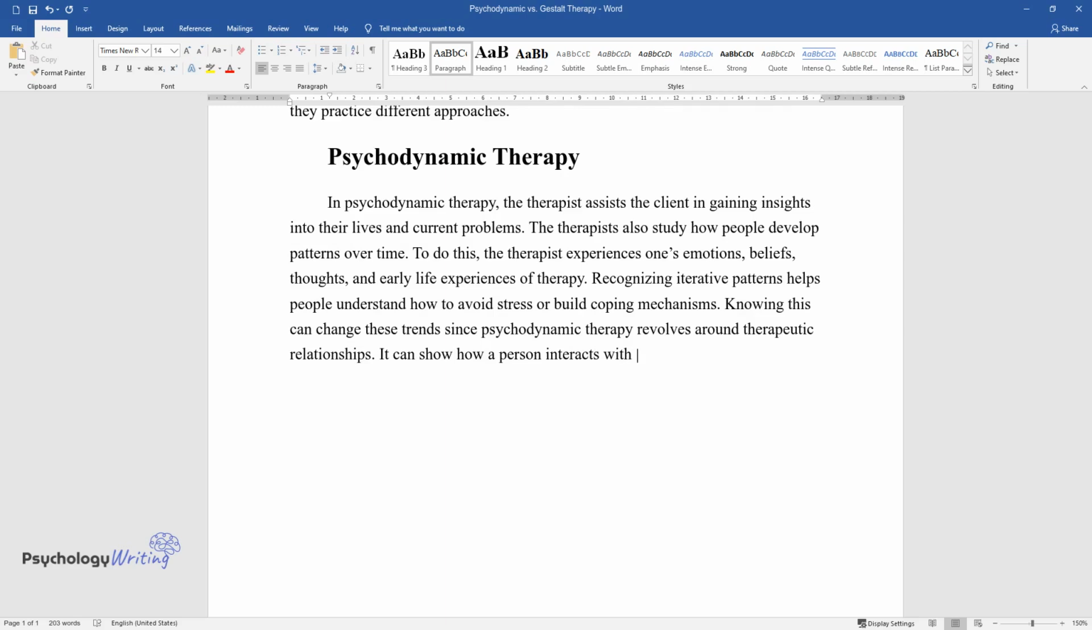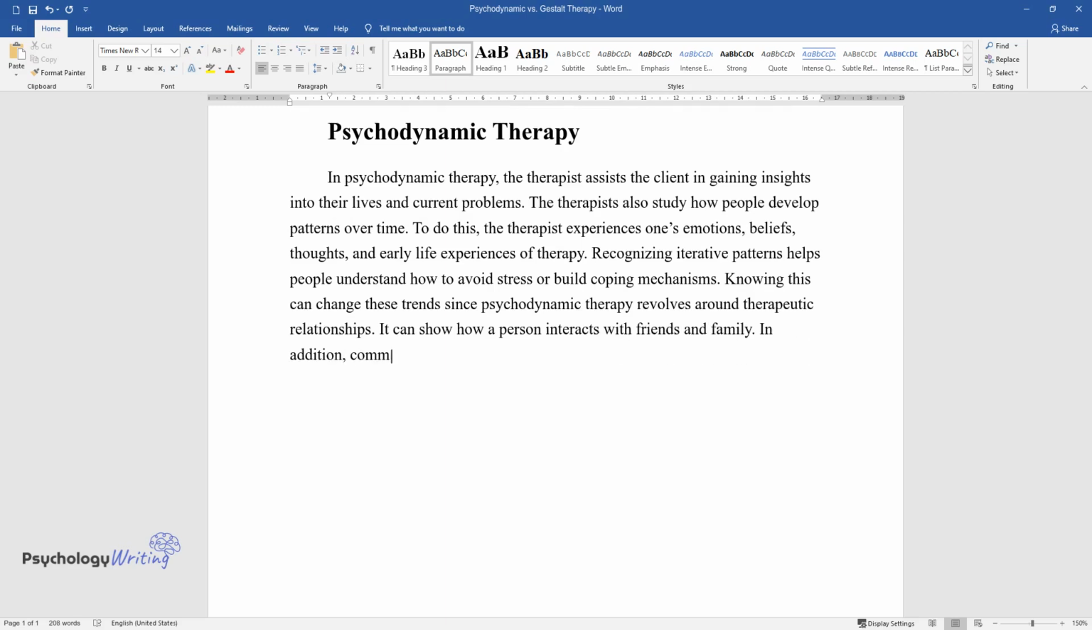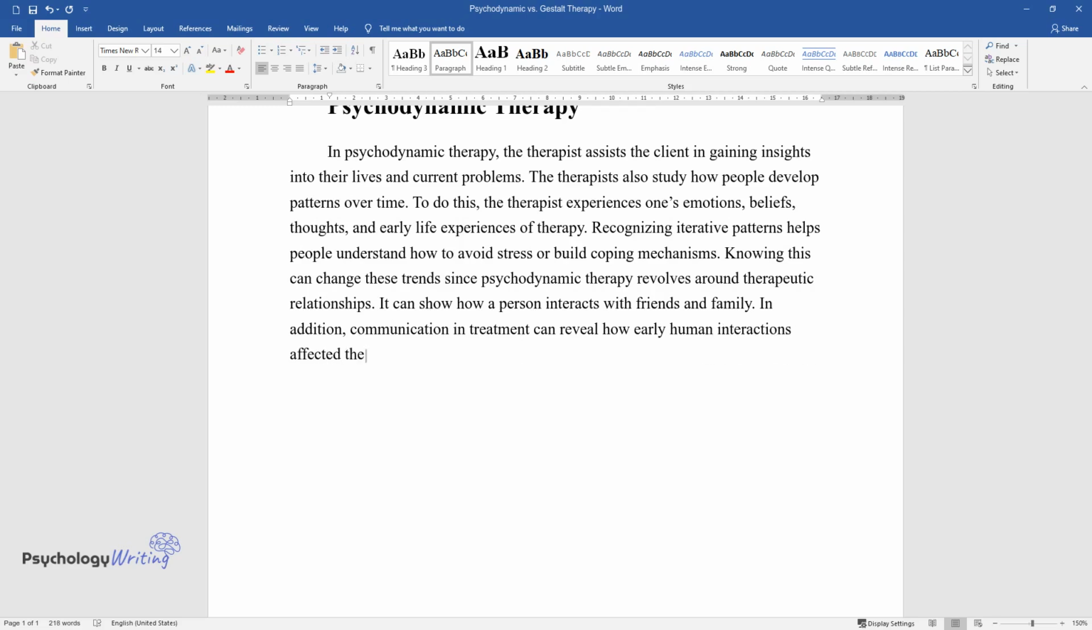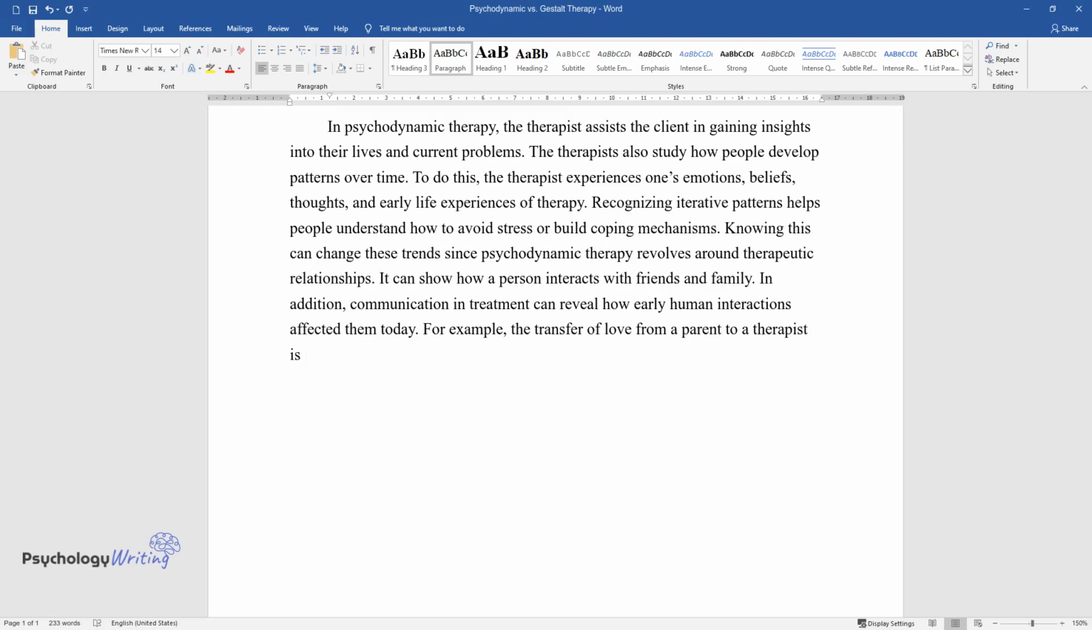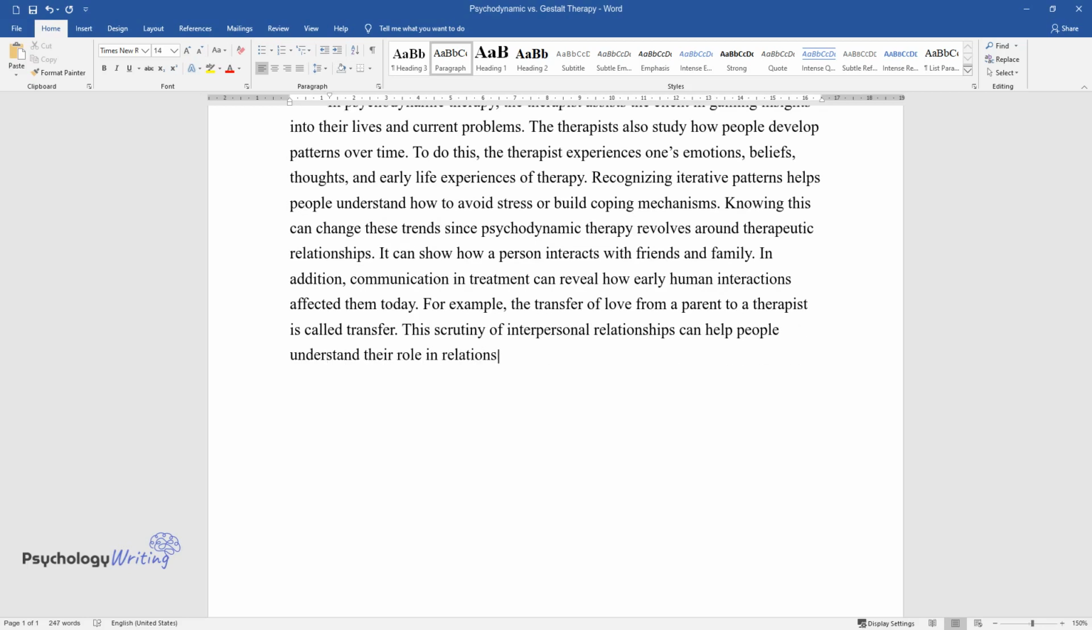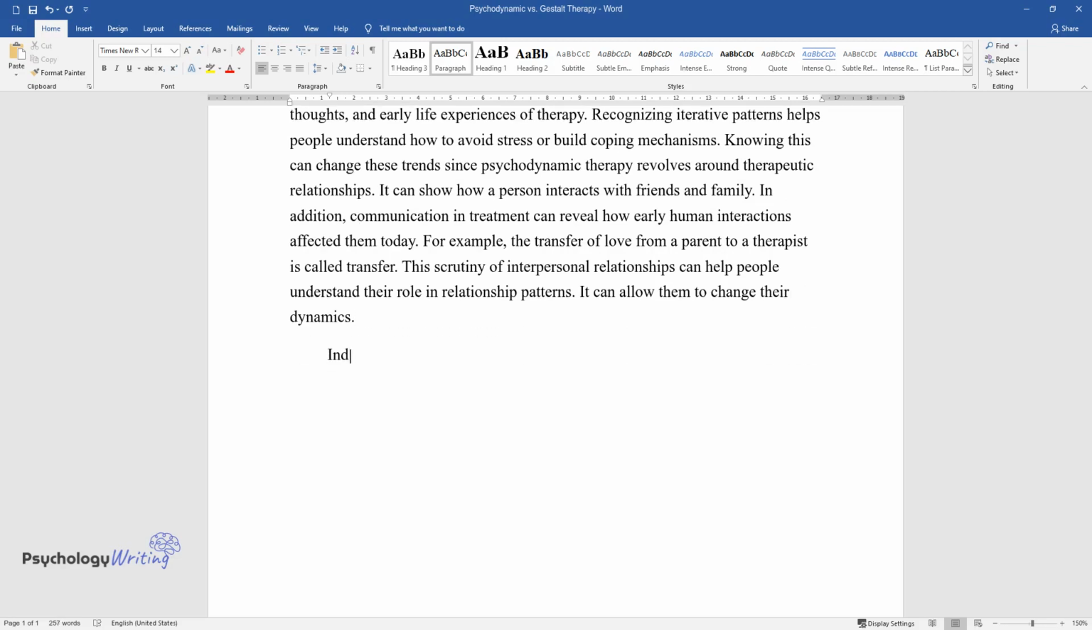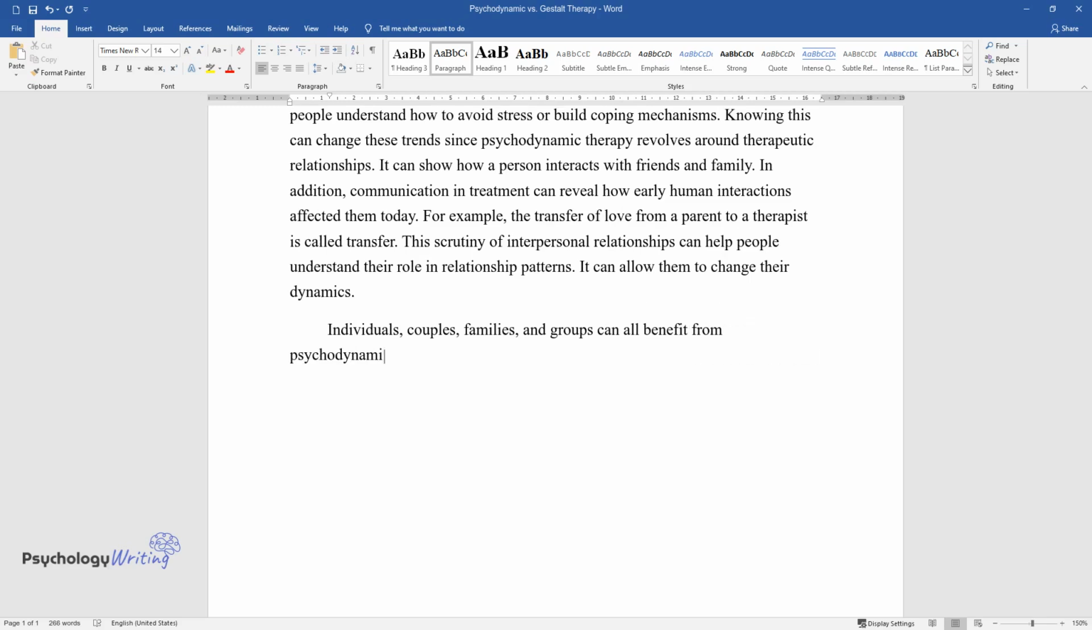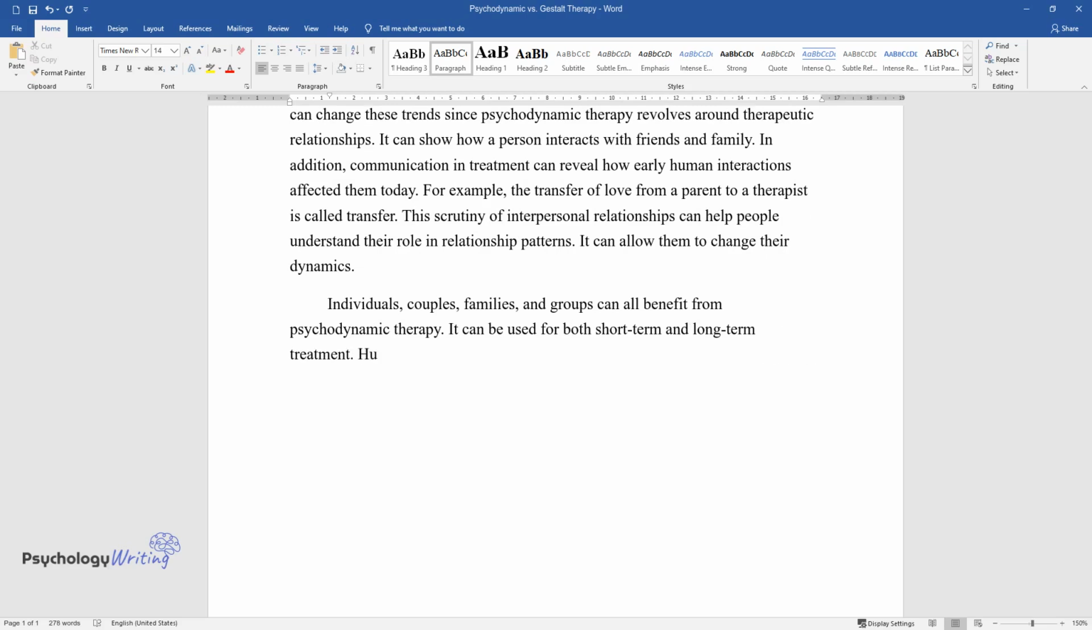It can show how a person interacts with friends and family. In addition, communication in treatment can reveal how early human interactions affect them today. For example, the transfer of love from a parent to a therapist is called transference. This scrutiny of interpersonal relationships can help people understand their role in relationship patterns. It can allow them to change their dynamics. Individuals, couples, families, and groups can all benefit from psychodynamic therapy. It can be used for both short-term and long-term treatment.